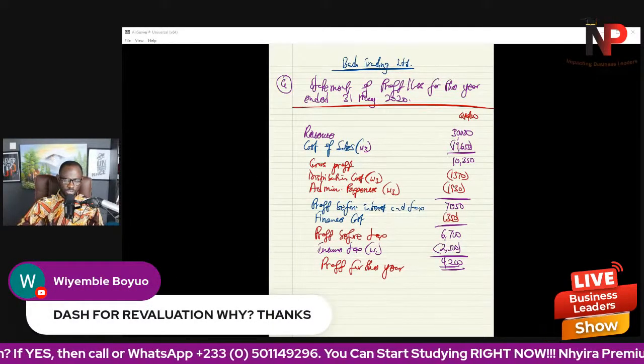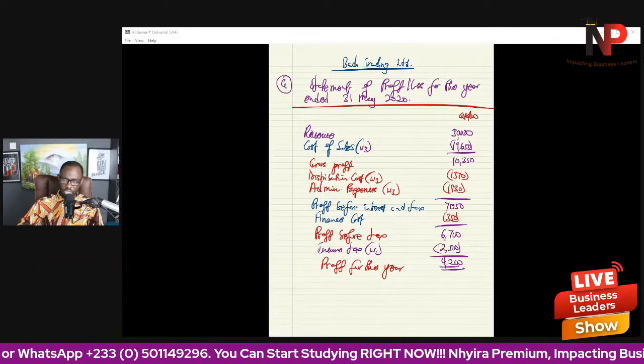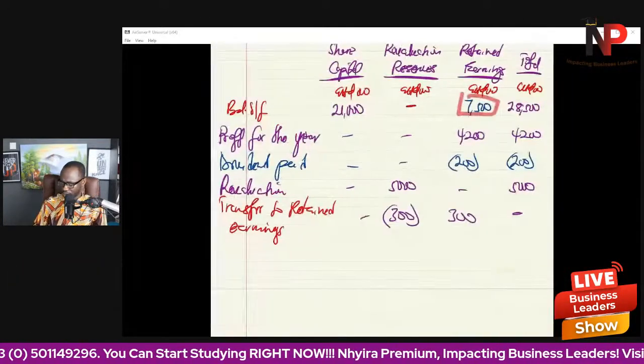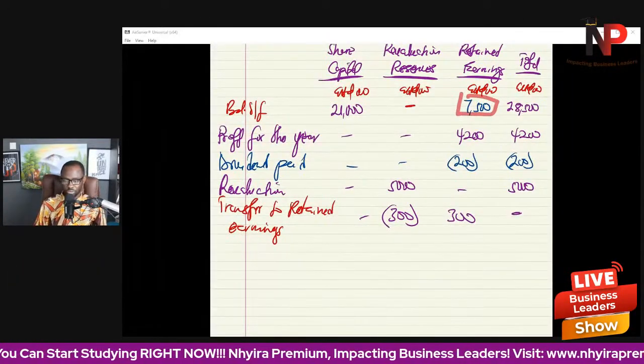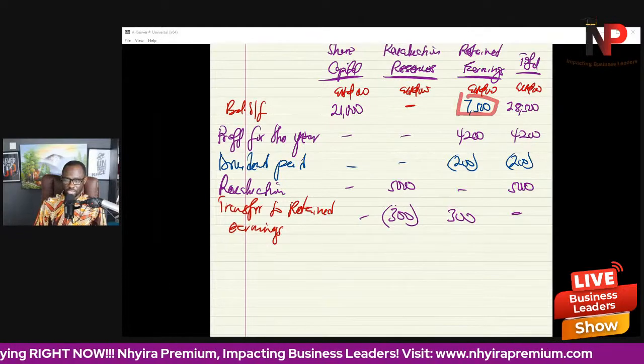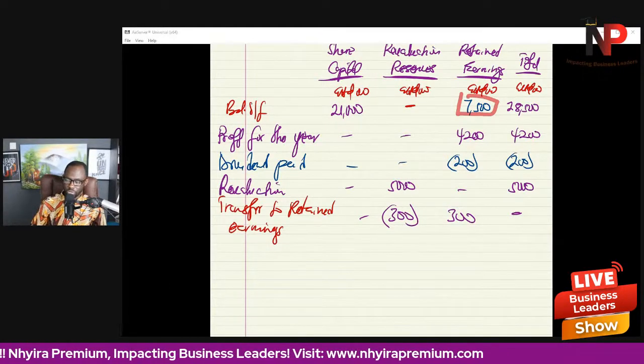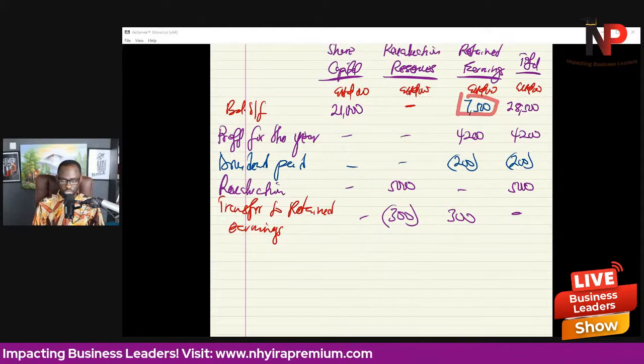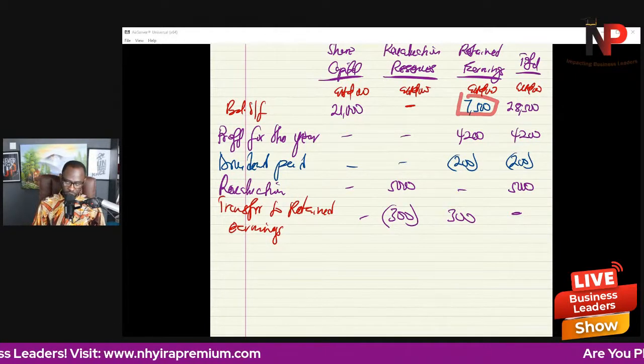Dash for revaluation, why? Thanks. When you say dash for revaluation, why? What are you talking about? Because there are a lot of dashes for revaluation. So which dash are you referring to? Let me know. Be specific on that as well.